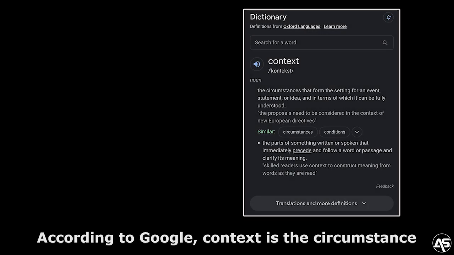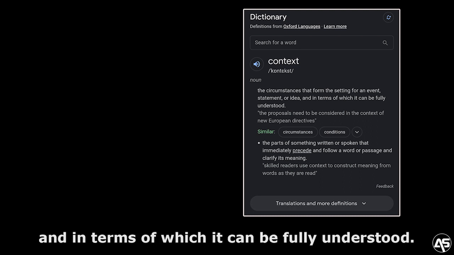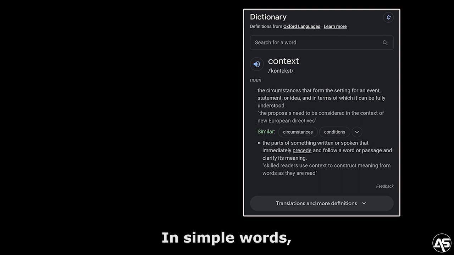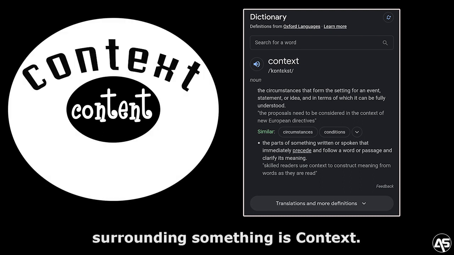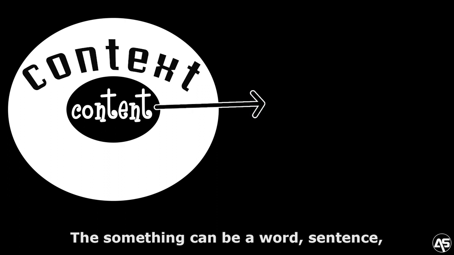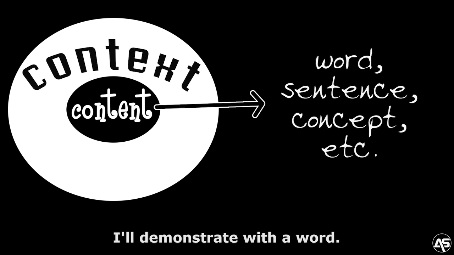According to Google, context is the circumstances that form the setting for an event, statement, or idea, and in terms of which it can be fully understood. In simple words, the environment or circumstances surrounding something is context. The something can be a word, sentence, concept, or pretty much anything. I'll demonstrate with a word.